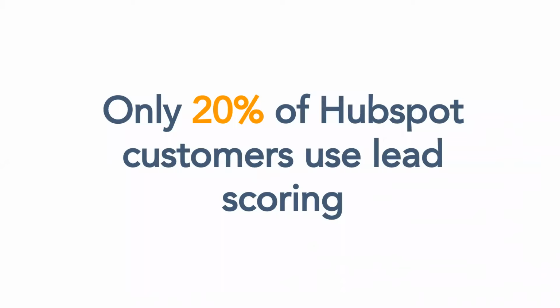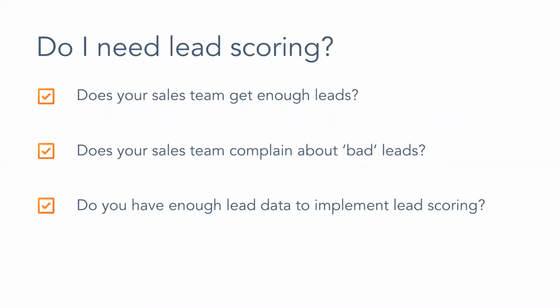So there's a few questions I think you need to be able to answer. And these are, does your sales team get enough leads today? So if your sales team doesn't get enough leads to begin with, lead scoring is probably not necessary. Instead, as a marketing team, you should be focused on generating more leads. And that's a different project. That's you creating more content, doing more social, trying to generate more leads. Okay, so if you're not getting enough leads, then you need to generate more leads first.